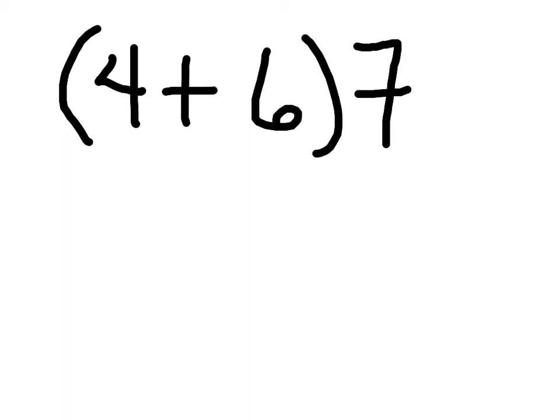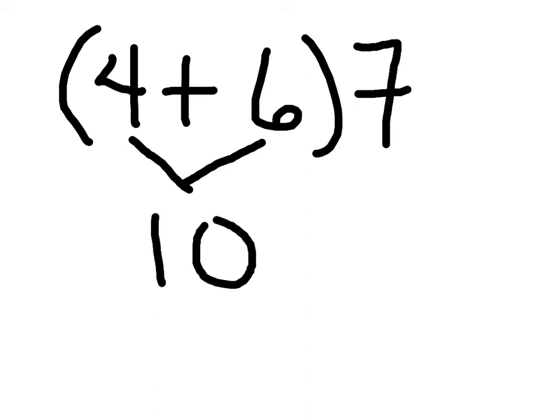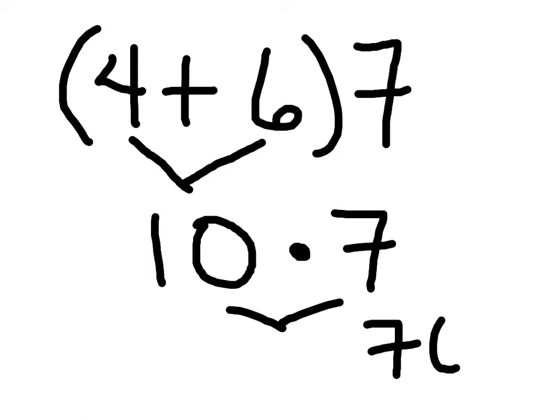What do we need to do first according to order of operations? We need to do the parentheses. What's inside the parentheses? 4 plus 6 is 10. And then we pull down that times, and we'd have 10 times 7. And 10 times 7 is? 70.